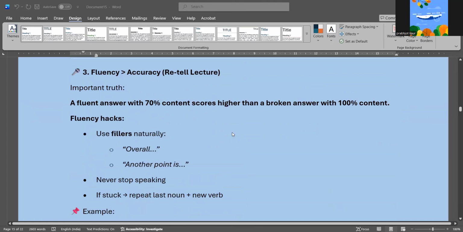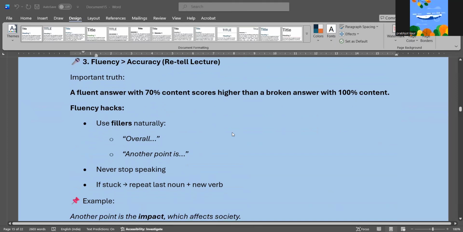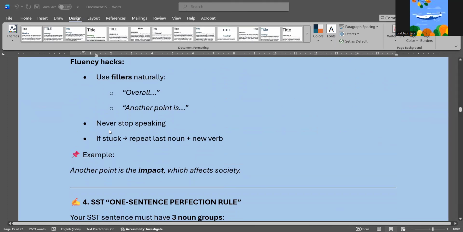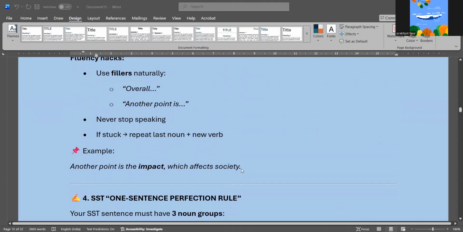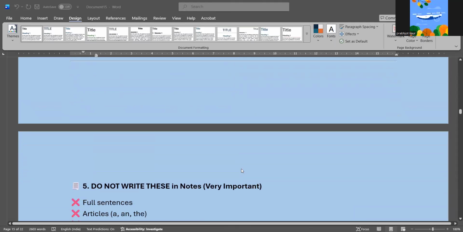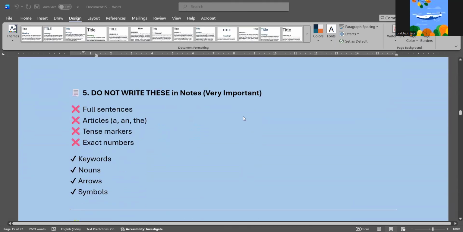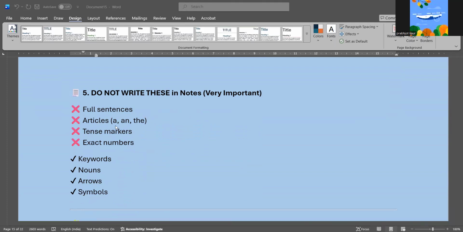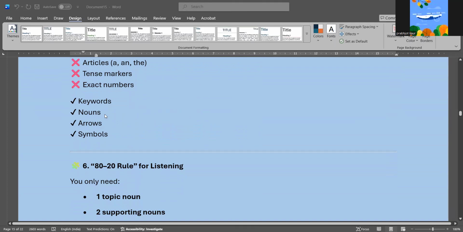And if you forget anything, for fluency you can use fillers like overall, another point, and never stop speaking. If stuck, repeat the last noun or use a new one, like: another point is the impact, which affects society. And no need to write down full sentences. No need for articles like a and the, sentence markers, or exact numbers. You should always use keywords, nouns, arrows, and symbols.